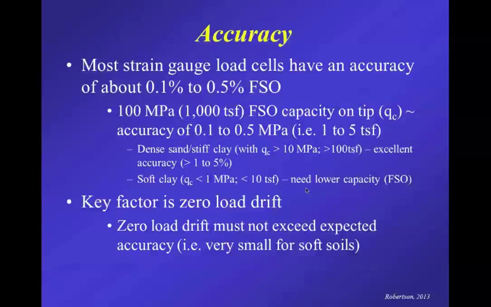And so if you've got very soft soils, you really need a lower capacity cone. So rather than have a 100 megapascal or 1,000 TSF capacity cone, and remember for a 10 square centimeter cone, that was nominally a 10-ton cone, you may choose to go to a 5-ton capacity cone, which would give you twice the accuracy. So things would get better with a low capacity cone.